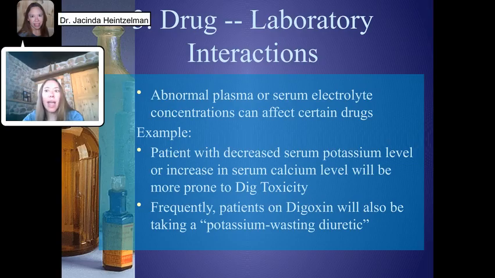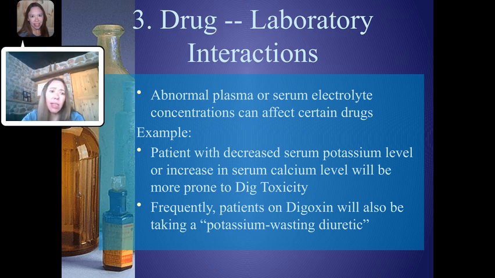There are some medications that have what's called a drug to laboratory interaction. In past classes, you probably have learned about the different lab tests that we will do on our patients and then the different results of those lab tests, what is normal, what's abnormal with those results. You've also in past classes learned about electrolytes that are used by our body, and we need to pay attention to these with specific drugs. And again, it's going to be listed in the drug guide as far as which drugs have that drug to laboratory interaction. So, abnormal plasma or serum electrolyte concentrations can affect certain drugs.